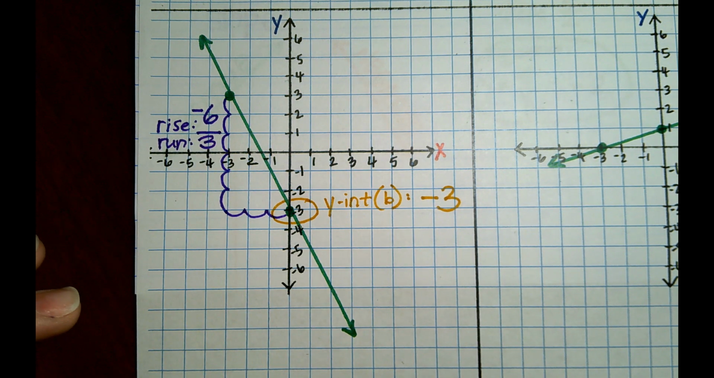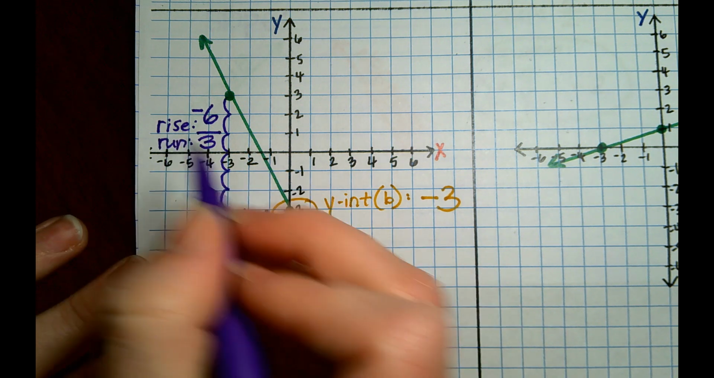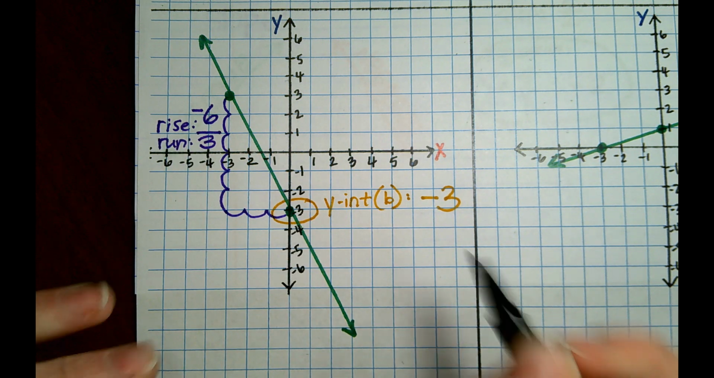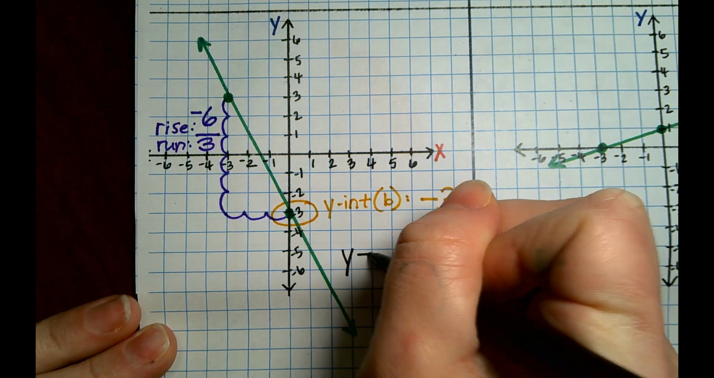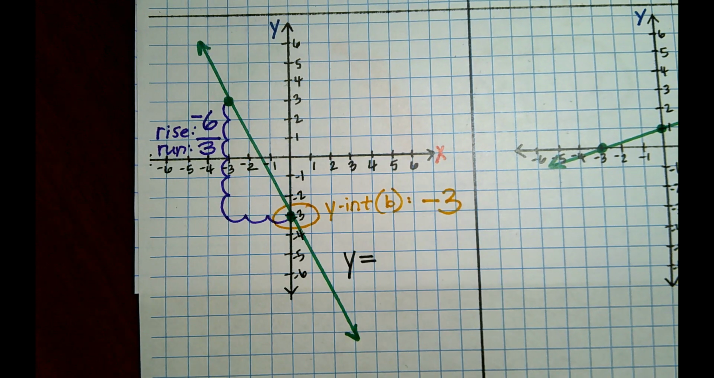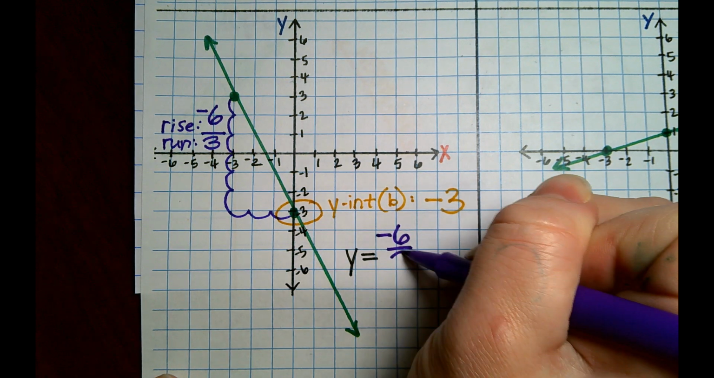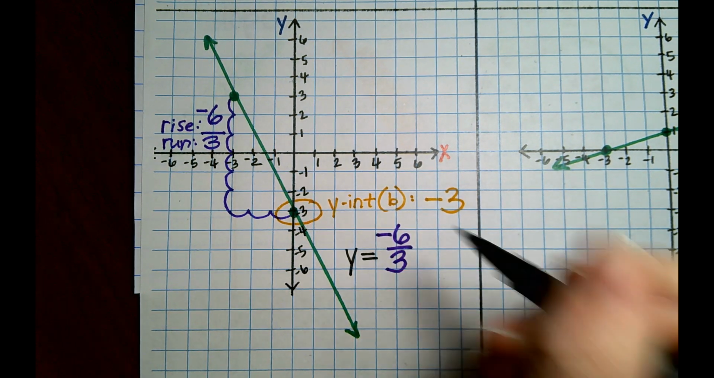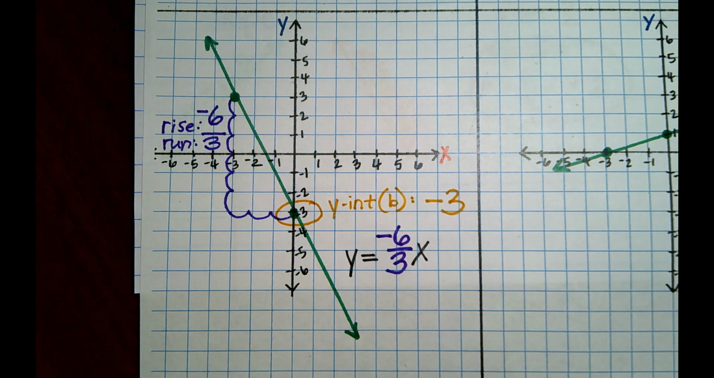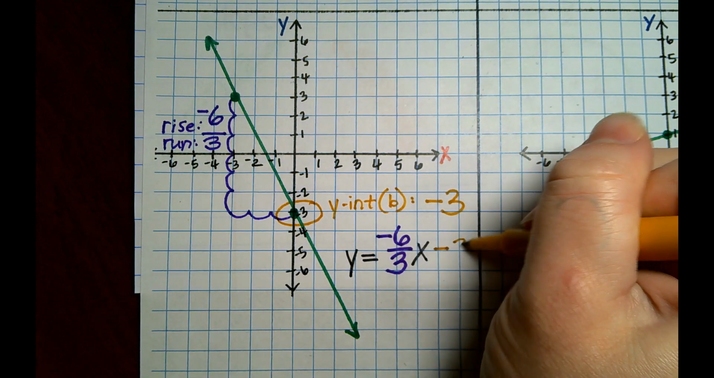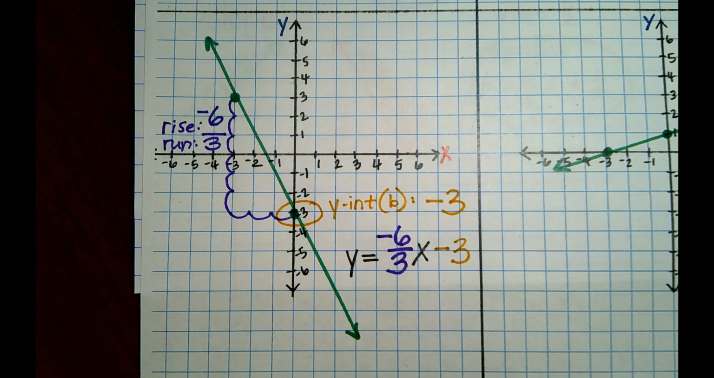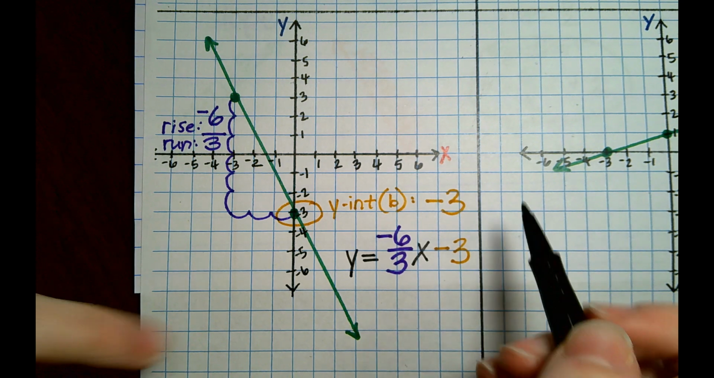Perfect. Y equals negative 6 over 3, x is negative 3. So here, let's do this. Y equals my m, my slope, negative 6 over 3, x, minus 3. Good. Perfect. That is my third equation.